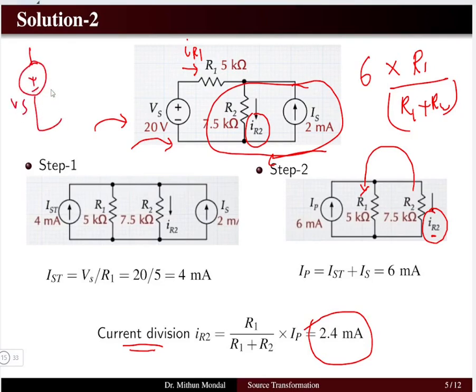So I will be having one voltage source in series with the resistance R1, and there will be one resistor R2, and there will be one voltage source. So I will be having one mesh problem. So depending upon what variable you have to determine, you have to reduce the circuit in that particular format.